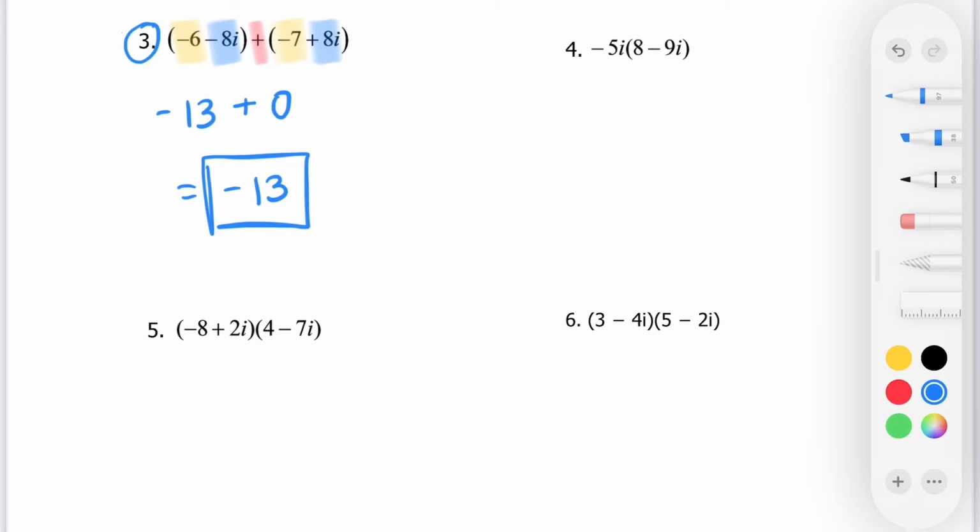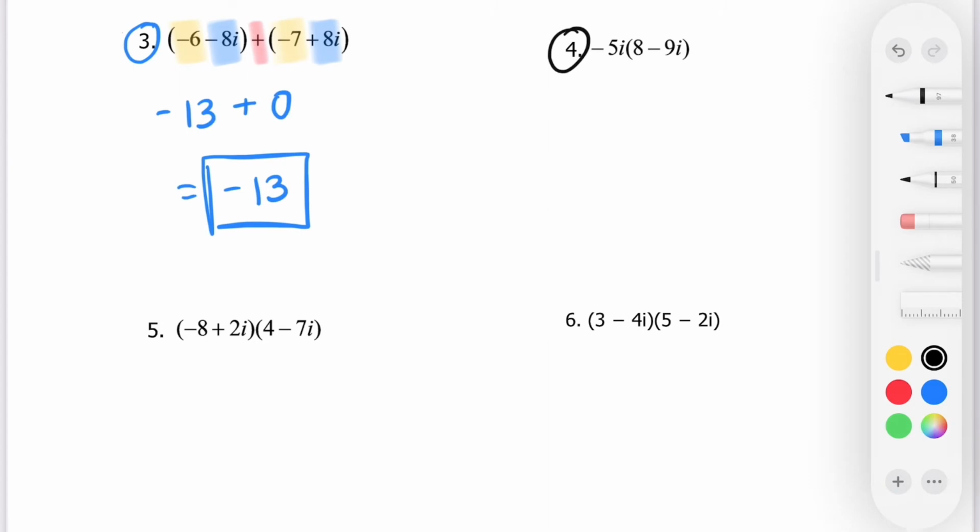All right, so those are just 3 quick examples on how we add or subtract complex numbers. Now what we're going to do is take a look at some problems where we're actually going to multiply imaginary and complex numbers together, or complex numbers times complex numbers. So let's take a look at example number 4.